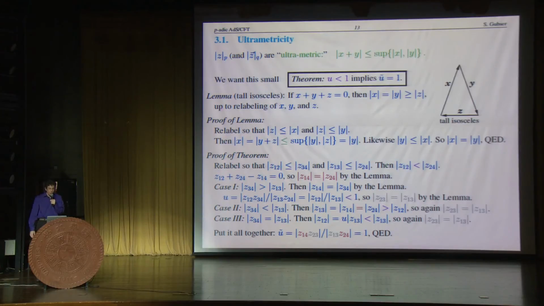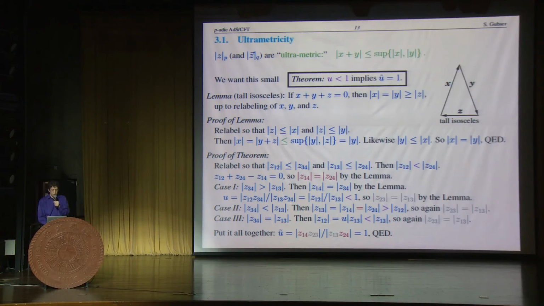Now let me tell you about ultrametricity. P-adic norms are ultrametric in the sense that the p-adic norm of x plus y is less than or equal to the supremum of the norms of x and y. This seemingly innocent inequality implies a small theorem, whose proof I have all in this transparency. It says that if the cross ratio u is less than 1, then the other cross ratio u tilde equals 1. How can it be that from only inequalities we recover this equality?